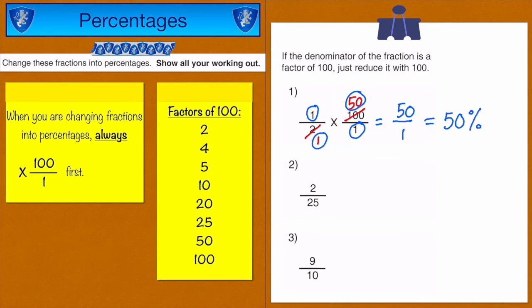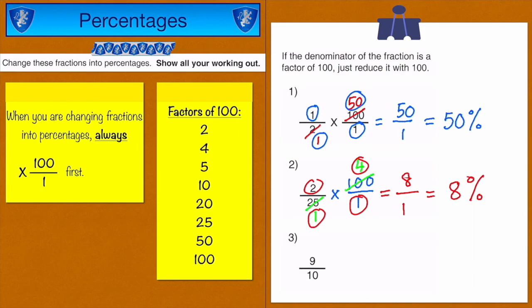So let's look at the next one. So remember, this time you have to write it in yourself. So you write times 100 over 1. Then you check this bottom number. Now 25 is a factor of 100, so we can reduce 25 and 100 in the 25 times table. So that's 1 times 25, and that's 4 times 25. And then we're going to multiply our top numbers together. So 2 times 4 is 8. 1 times 1 is 1. So as long as you've got 1 on the bottom, you know it's a whole number, and that answer is 8 percent.